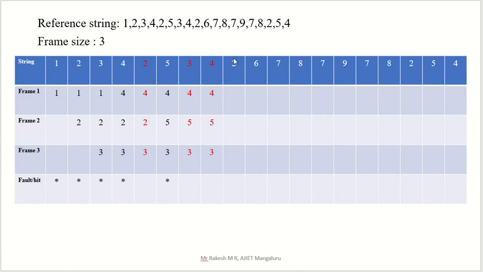Now go for 2. 2 is required by the CPU, but out of 4 5 3, is that 2 there? No. So we have to replace a page, right? Which page do we have to replace? That we have to see. Out of 4 5 3, which one came first?